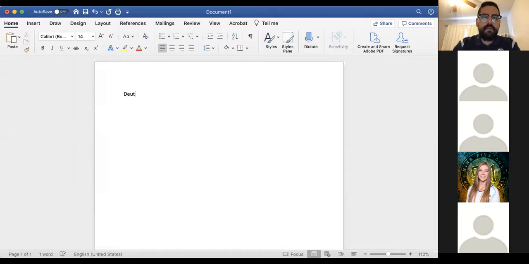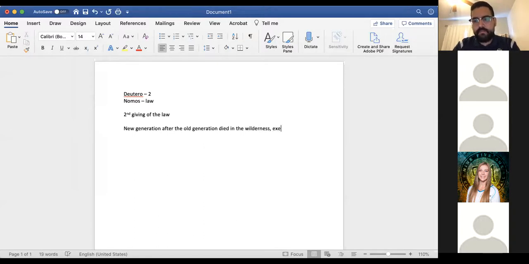So you have deutero, which means two, and then you have nomos, which means law. And so it's the second giving of the law. This is going to be specifically for the new generation after the old generation died in the wilderness, except for two characters who do come out of this, Joshua and Caleb. Even Moses and Aaron, leaders of Israel, are going to fall prey because of their rebellion.